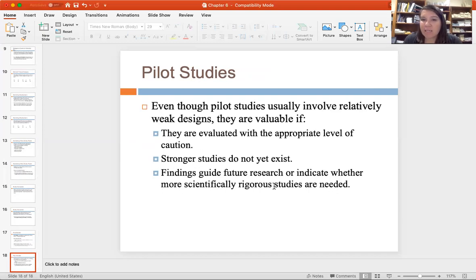Even though pilot studies usually involve relatively weak designs, they are valuable if they are evaluated with an appropriate level of caution. The stronger studies don't yield results if they don't exist, and findings guide future research or indicate whether more scientifically rigorous studies are needed. So again, this is just something to get the ball rolling for hopefully future more rigorous studies to happen.